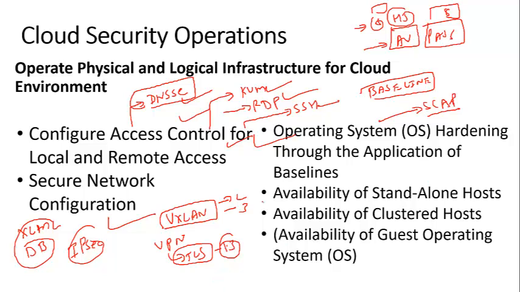Next is availability of the standalone host. It is very important to have a group of servers which can be managed together. So it provides highly available resources for the workload. That's why we need a standalone host. Sometimes we also need a cluster host, which is basically a clustered host, and availability of the guest operating system is driven by two factors here. One is scheduling, and second is high availability.